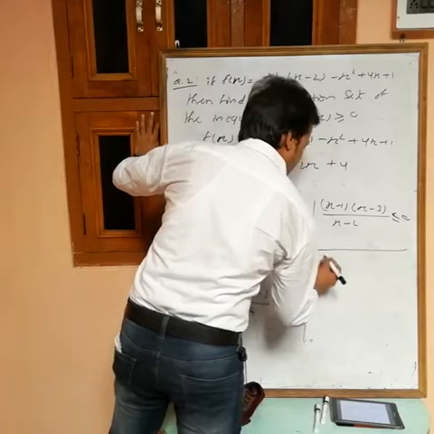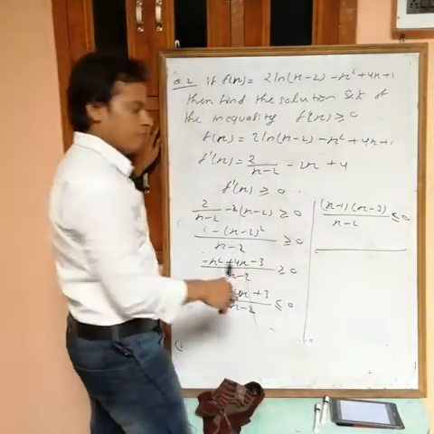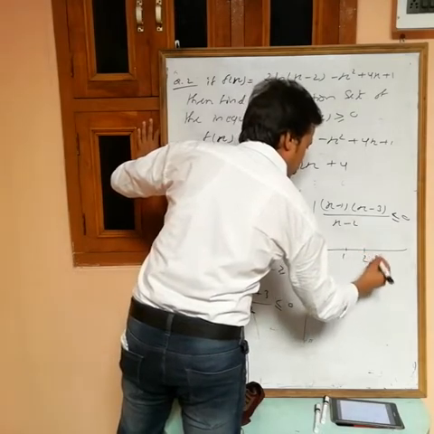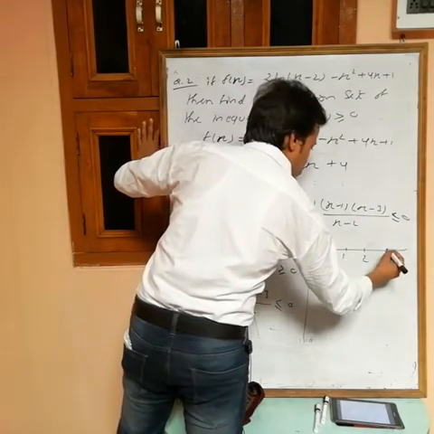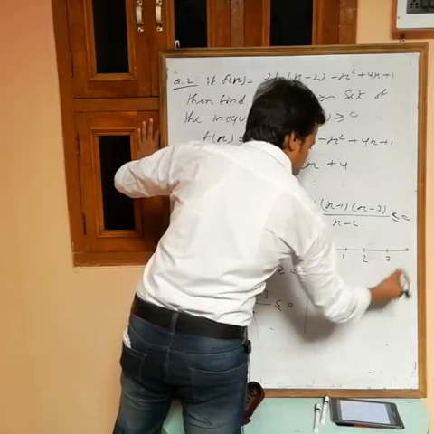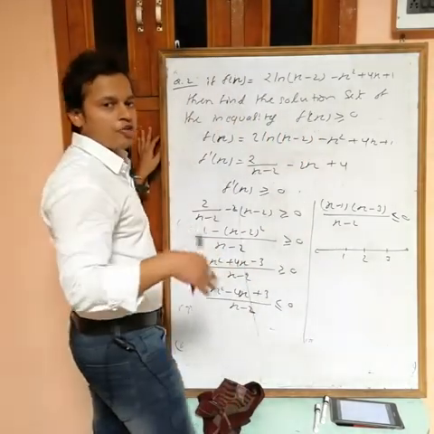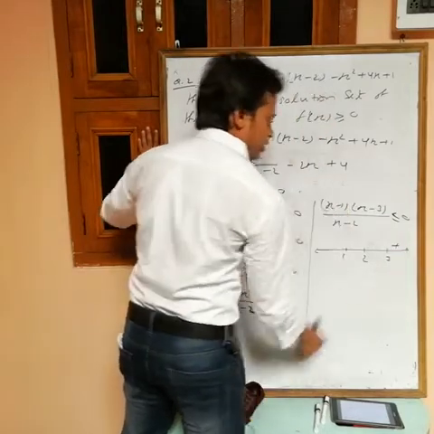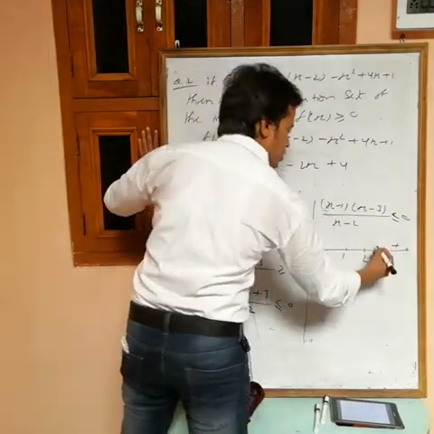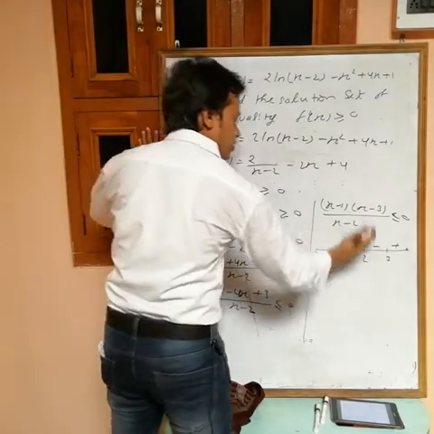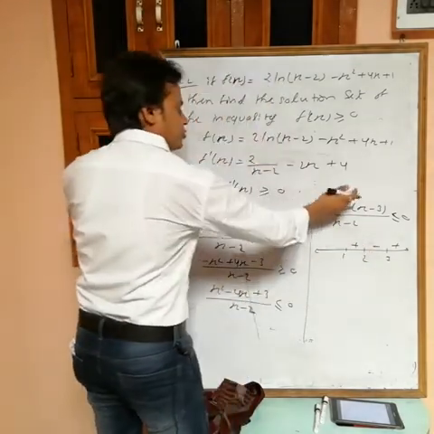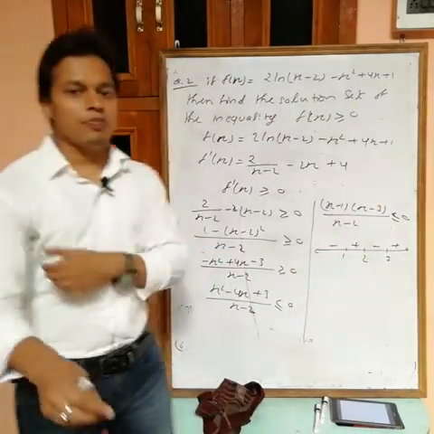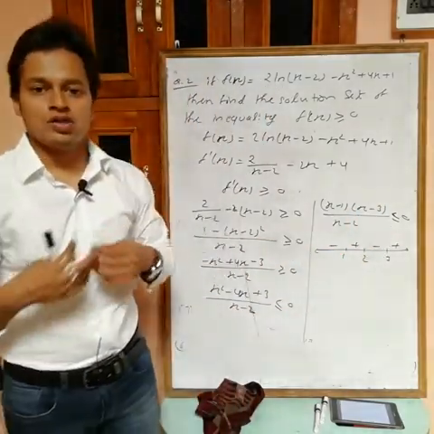Now indicate on the number line. This is the way of solving. If you put this one equal to 0, what do we get? 1. If you put this one equal to 0, 2. If you put this one equal to 0, 3. Now put any value of x greater than 3, then the value of this is positive, plus sign. Then at 3, because the power is 1, change the sign, minus. At 2, because the power is 1, change the sign, plus. At 1, because the power is odd, change the sign. If the power is odd, then change the sign. If the power is even, then the sign remains the same.